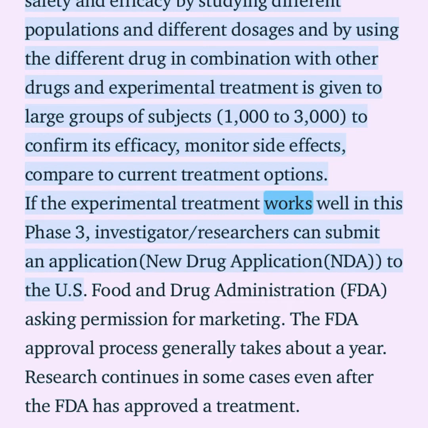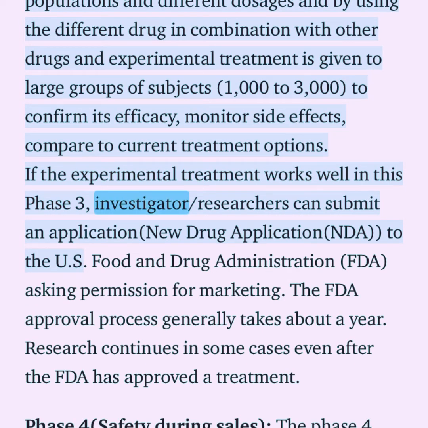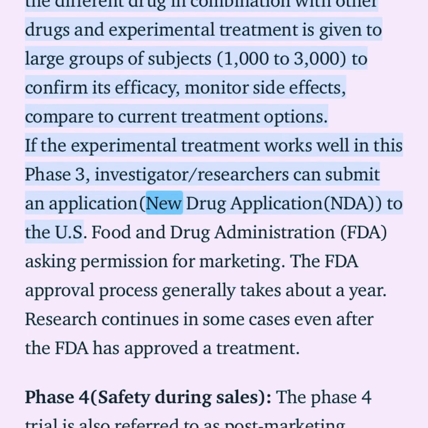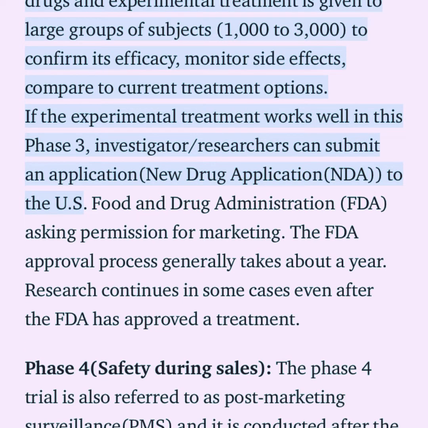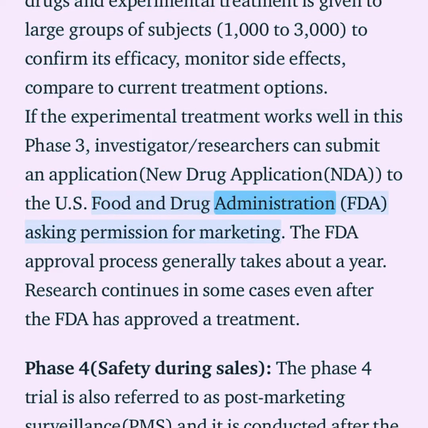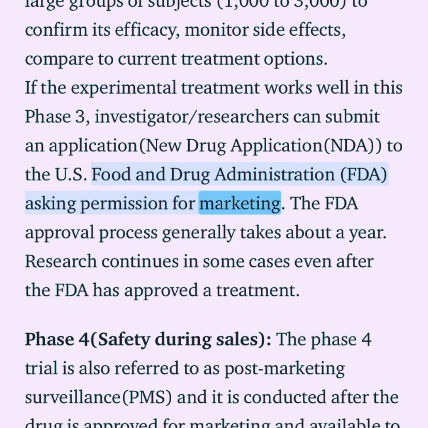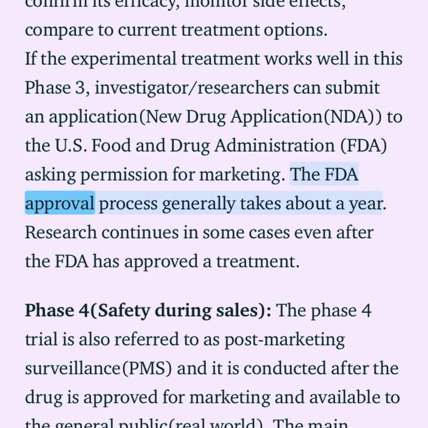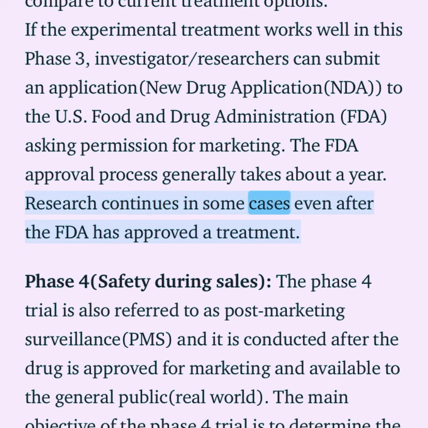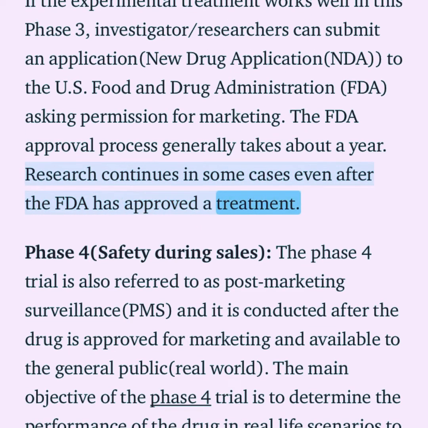If the experimental treatment works well in phase 3, investigators/researchers can submit a New Drug Application, NDA, to the U.S. Food and Drug Administration, FDA, asking permission for marketing. The FDA approval process generally takes about a year. Research continues in some cases even after the FDA has approved a treatment.